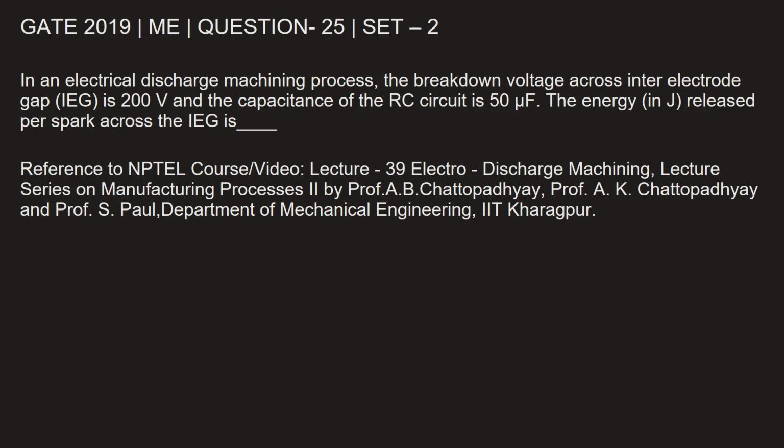This question is from GATE 2019 Mechanical Engineering Paper Set 2, question number 25. In an electrical discharge machining process, the breakdown voltage across inter-electrode gap, IEG, is 200 volt and the capacitance of the RC circuit is 50 microfarad. The energy in joule released per spark across the IEG is dash. Let's find out. We'll write the given things first.